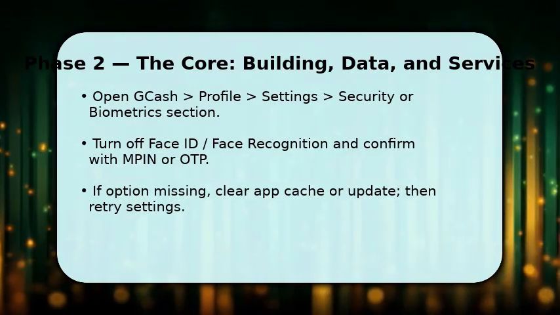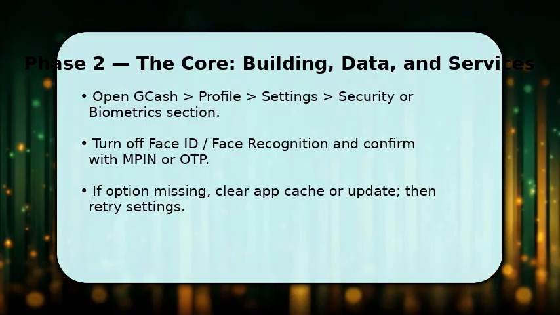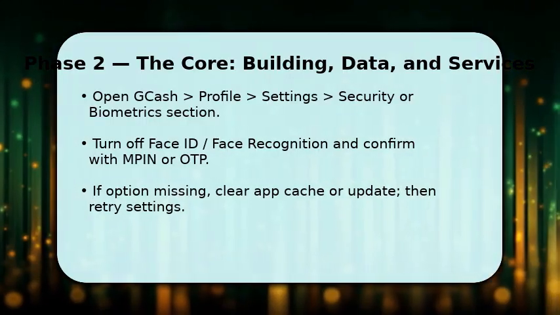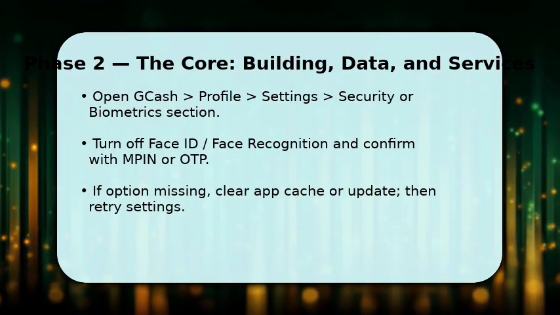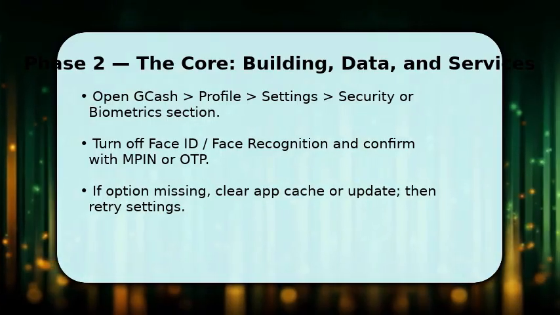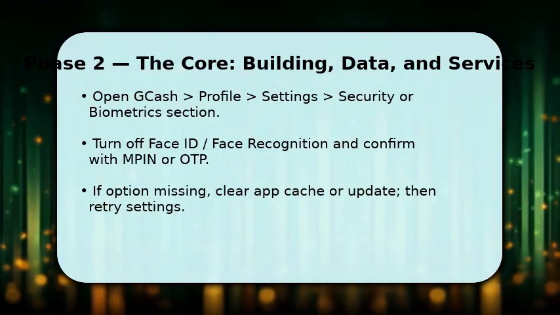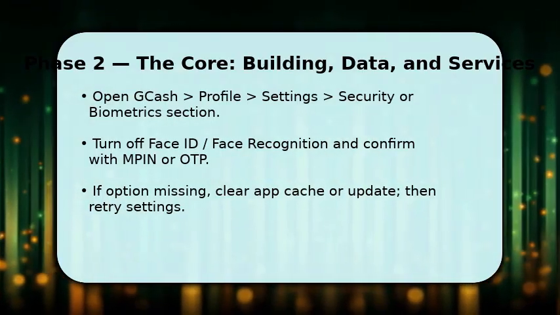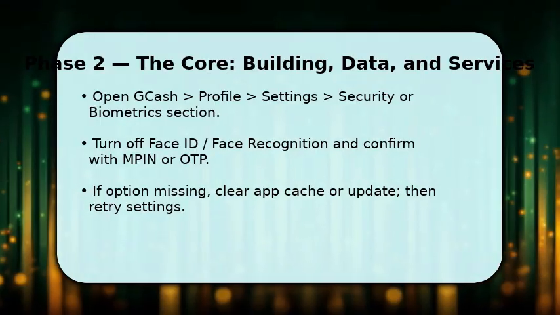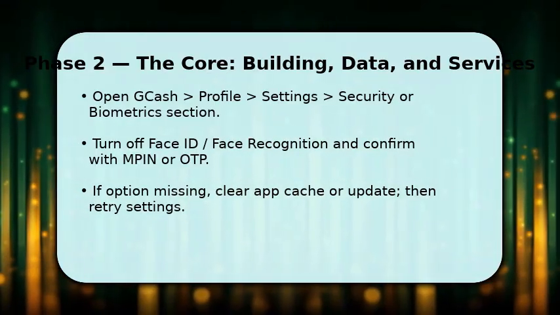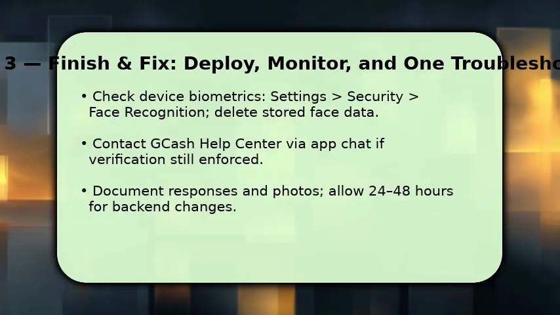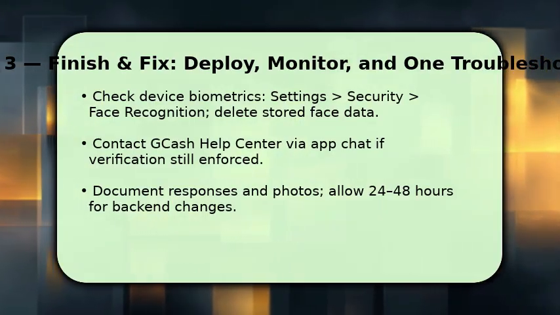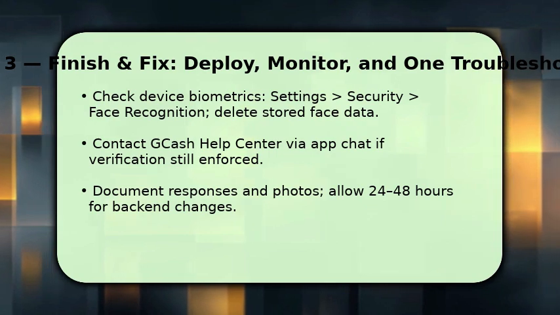If you do not see the option, clear the app cache and restart the app, or update the app and repeat. Make sure to check both app and device biometric toggles so neither side re-enables face checks automatically. To finish, remove any saved face data on your phone. Settings, Security, Face Recognition, then Delete. Once both app and device are clear, test login using MPIN.